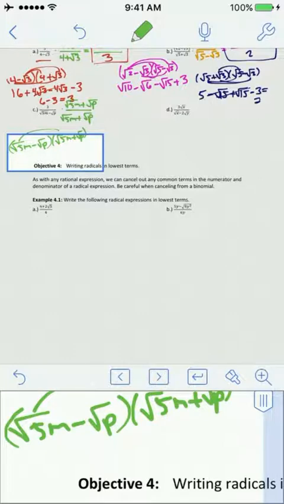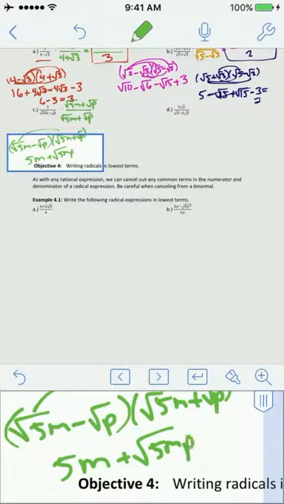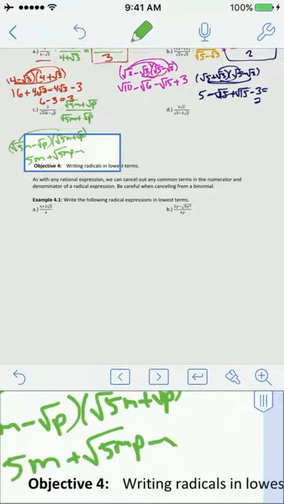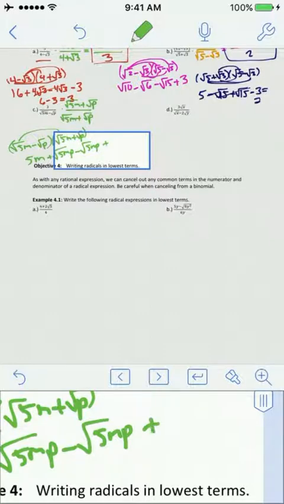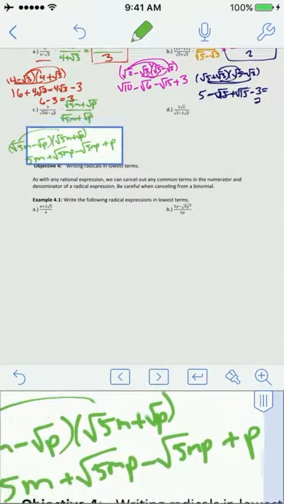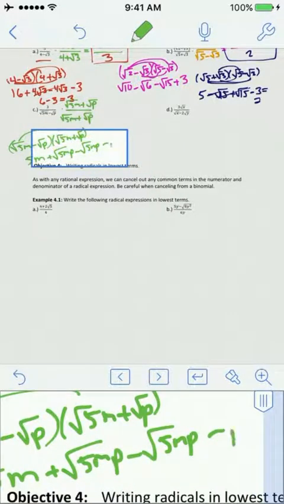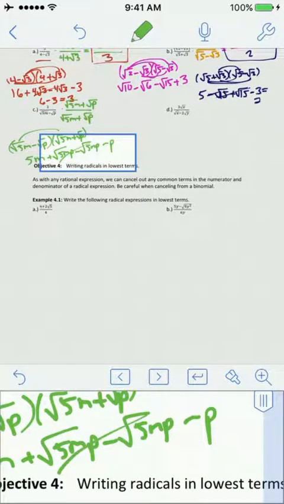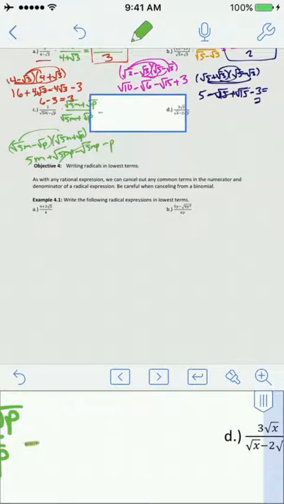Root 5m times root 5m is going to give us 5m squared, square rooted, so just 5m, plus root 5mp, minus root 5mp, plus p, right? So, sorry, minus p. So those cancel out. We end up with, as a denominator, 5m minus p.